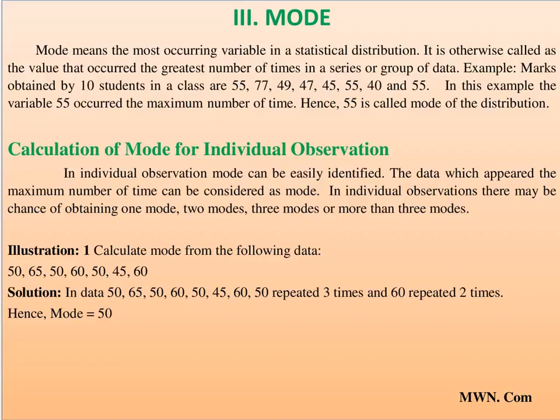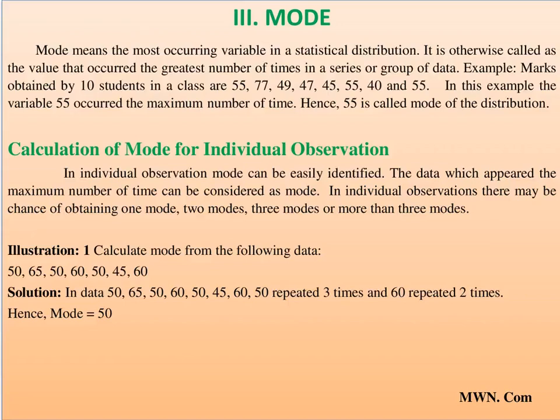Then, calculation of mode for individual observations. Individual observation means that there is no frequency. For that we have taken one illustration: some marks of some students. Here you find that 50 is repeated 3 times and 60 is repeated 2 times. Hence 50 is considered to be the mode of that series, since it occurs the most number of times.